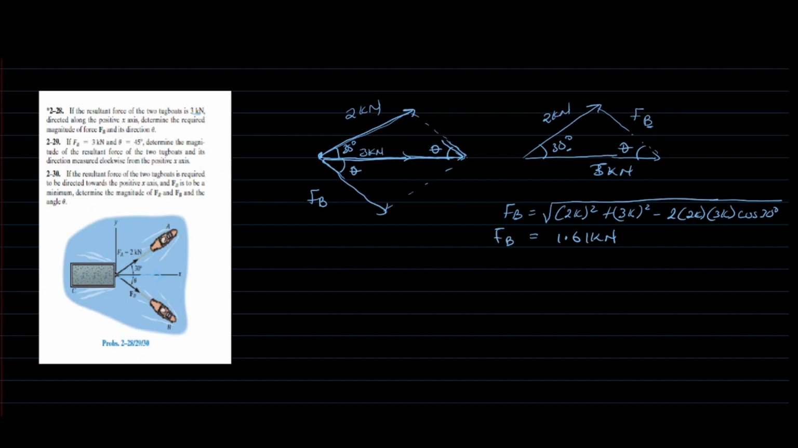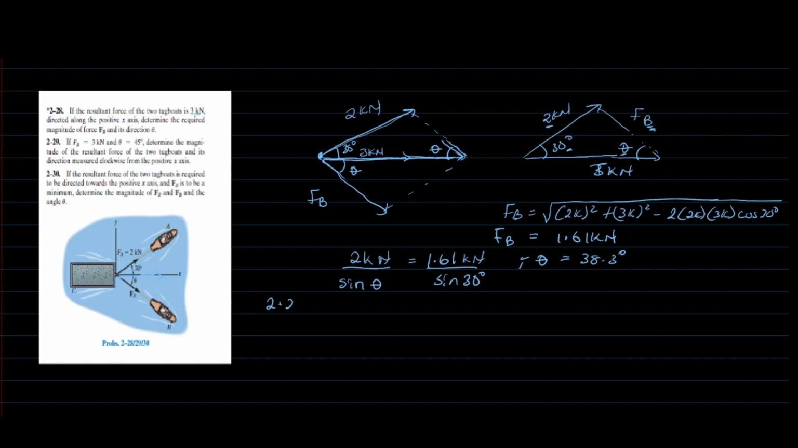Now for the angle theta, we're going to use the sine rule. Sine rule is simply going to be 2 kilonewtons over sine theta, that's the unknown, equals to the knowns, 1.61 kilonewton over sine 30. If you make theta the subject of the formula in all of this, you're going to get 38.3 degrees. That's the first one done.